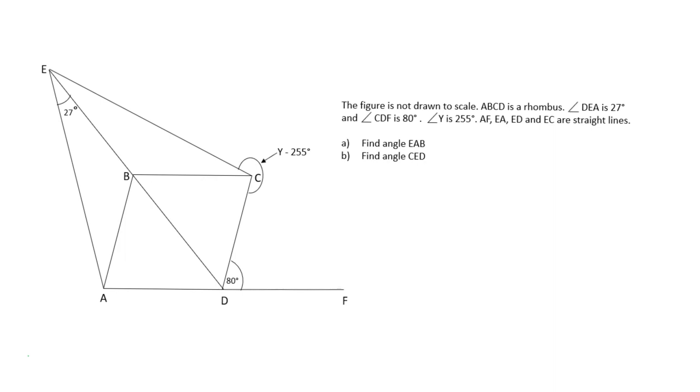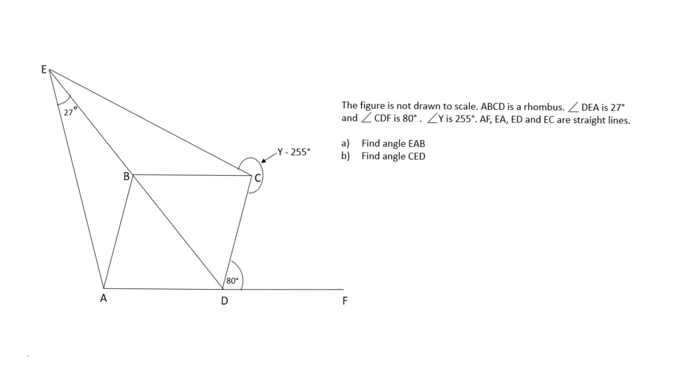This question is based on finding unknown angles in geometric figures. The figure is not drawn to scale. It says ABCD is a rhombus. So before we move on, I will mark all properties of a rhombus in this figure.